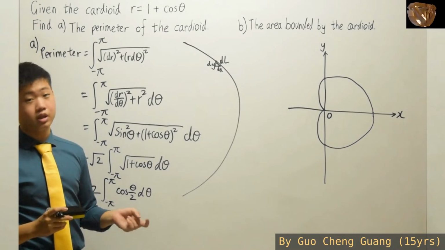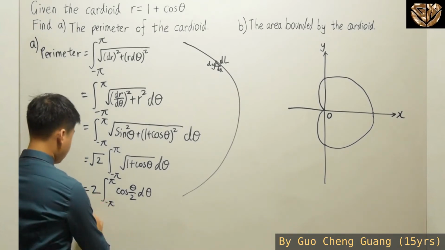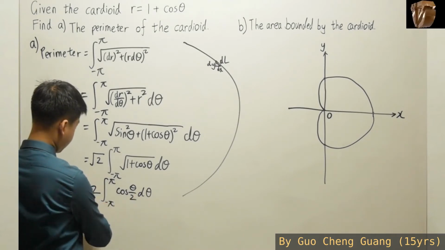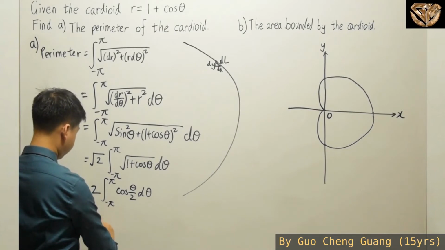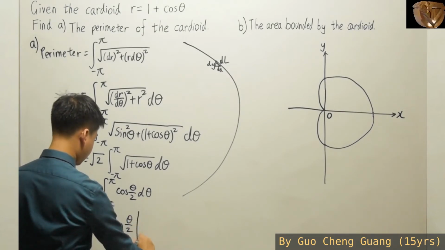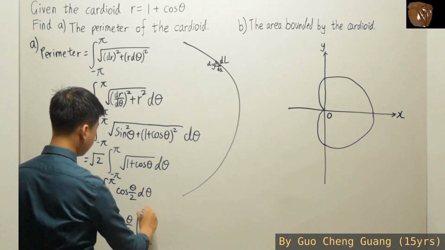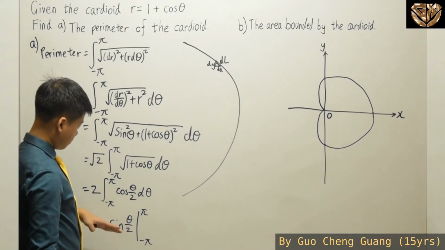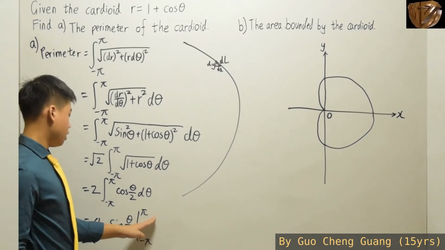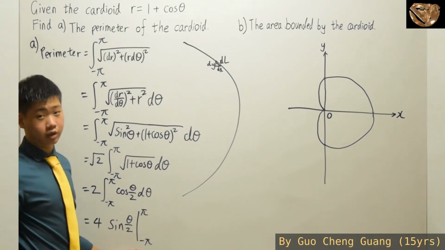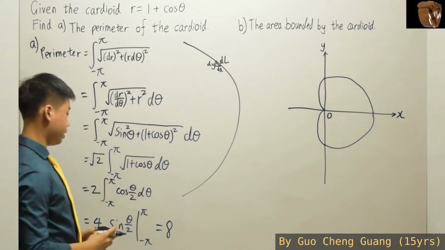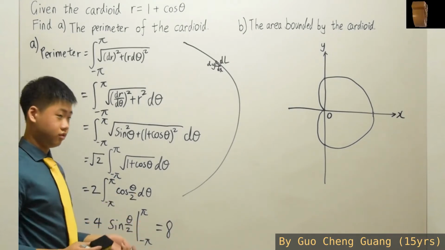Now we can pretty much just integrate it. Since this is theta over 2, you'll need to divide by 2, so you multiply by another 2. So you have 4 sine theta over 2. For this part, you have to substitute negative pi and pi. What do you get for sine pi over 2? You get 1. What do you get for sine negative pi over 2? You get negative 1. So 1 minus negative 1 will be a 2, which means you get 8.